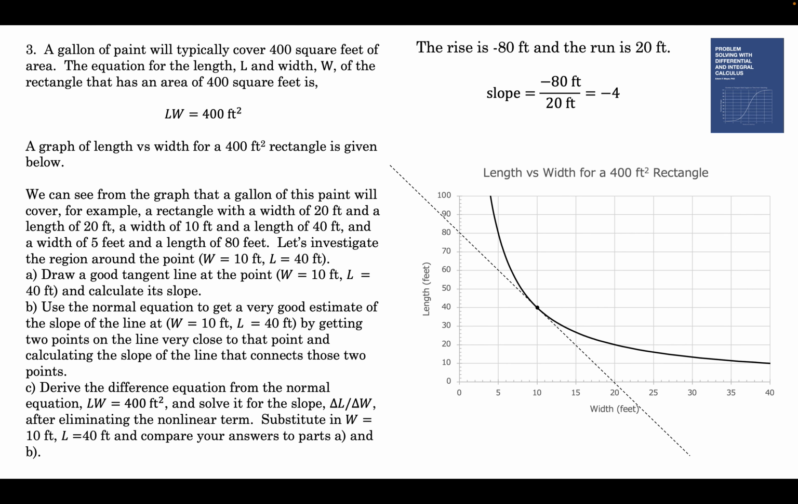That's part A. Now we're going to get a very good estimate of the slope of the line by getting 2 points on a line very close to the point. Now it doesn't say which points to use. We can pick the points. We're going to get the slope of this line by picking 2 points close to width equals 10 feet.